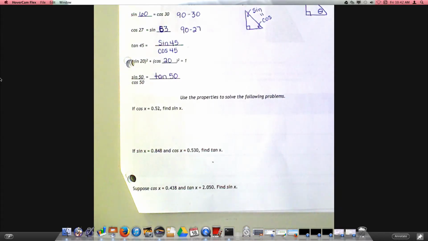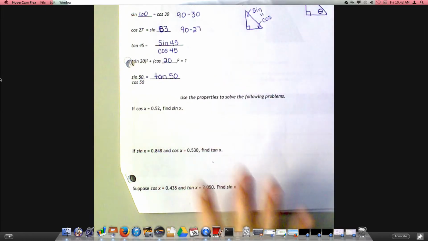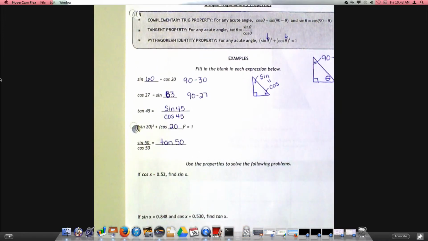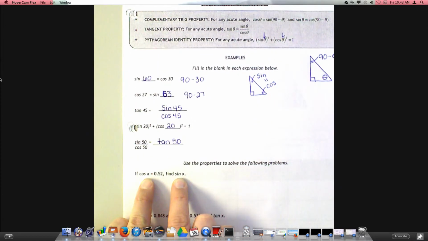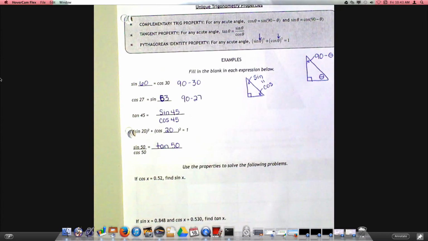So if cosine of x equals 52, find sine of x. We need one of our properties that involves cosine and sine of the exact same angle. So look at your three properties, because this is cosine of an angle and sine of the same angle. Okay? Which one of our properties involves sine and cosine of the exact same angle?